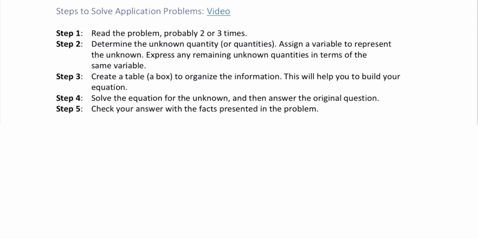Step 4. Solve the equation for the unknown and then answer the original question. Step 5. Check your answer with the facts presented in the problem. Make sure that your answer makes sense.